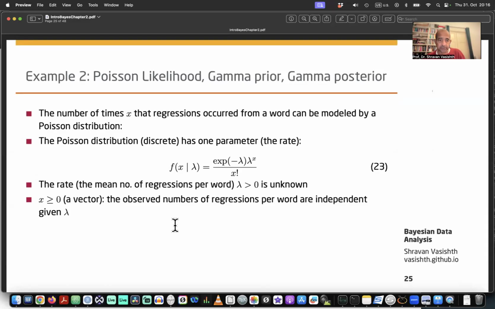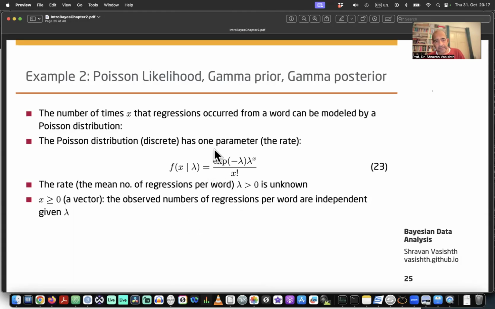This is what a Poisson distribution looks like. The number of times that the regressions occurred from a word can be modeled using the Poisson. So the number of regressions is this x here. And the Poisson distribution has a parameter lambda, just like the binomial has the theta parameter. The Poisson has a rate parameter which determines how large the mean is and so on, right?